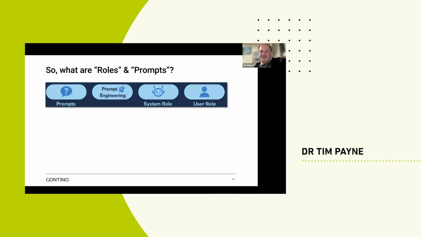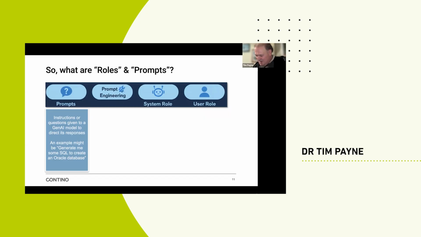So let's start off by talking about roles and prompts. Prompts are basically just the instructions you give to a GenAI. They might be the things that you type in at the nice GUI that you have. So if you open up your ChatGPT window and you type in a query, that's basically a prompt. An example of a prompt might be, generate me some SQL to create an Oracle database.